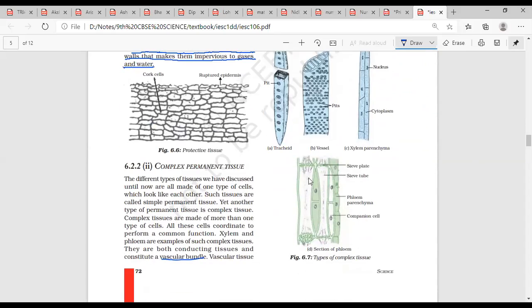So these are sieve tubes. Inside them the sieve cells are present. Companion cells are beside the sieve tubes. These companion cells help in sideway conduction. The movement upward and downward is done with the help of sieve tubes, but if sideway conduction has to be done, it is done with the help of companion cells.